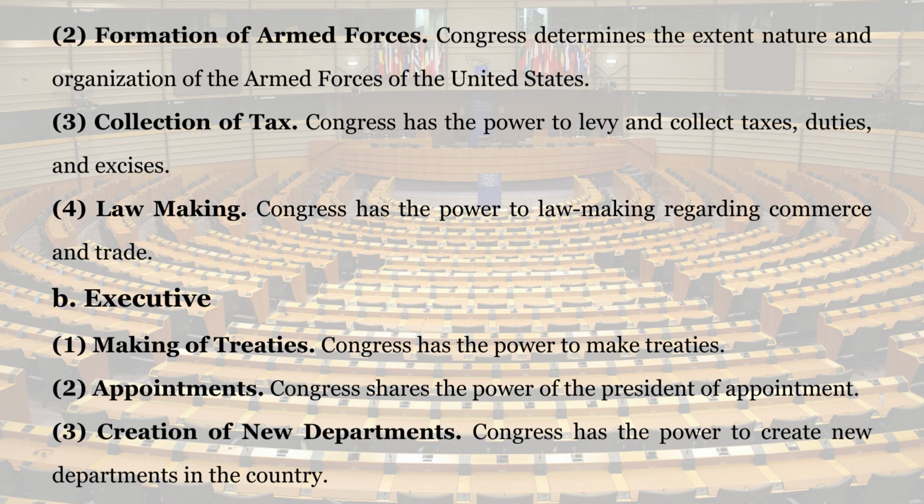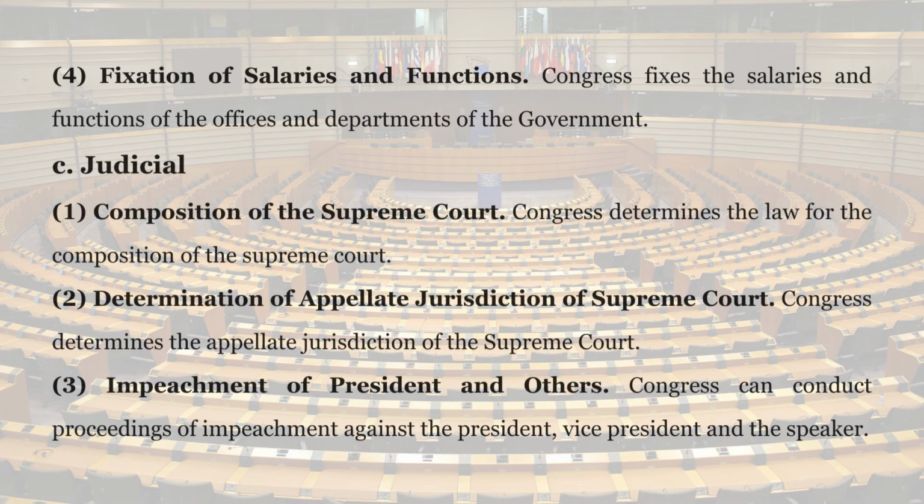B. Executive. 1. Making of treaties. Congress has the power to make treaties. 2. Appointments. Congress shares the power of the President of appointment. 3. Creation of new departments. Congress has the power to create new departments in the country. 4. Fixation of salaries and functions. Congress fixes the salaries and functions of the offices and departments of the government.